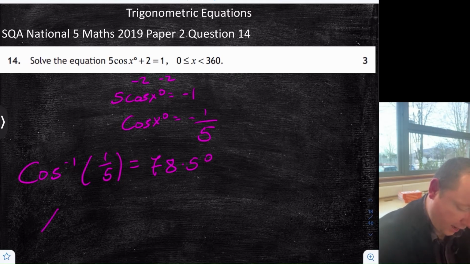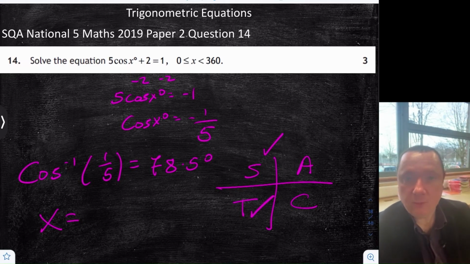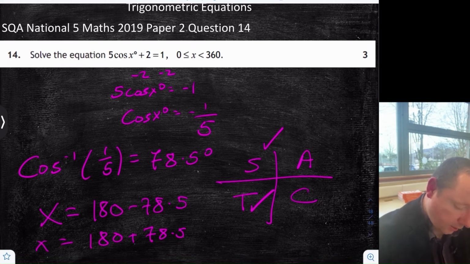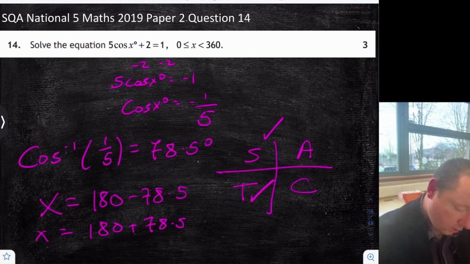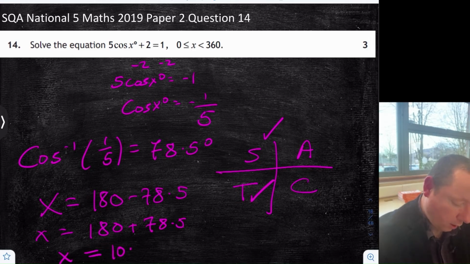So that means that x equals, using a CAST diagram, since cos was negative, I'm picking S and T, because A and C would be when it's positive. So I'll do 180 minus 78.5. And I do 180 plus 78.5. That gives me my two answers. So x equals 101.5 or 285.5.